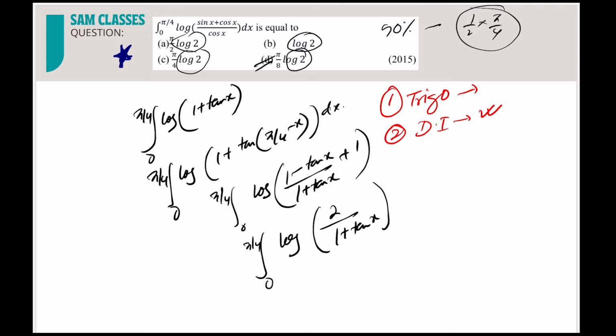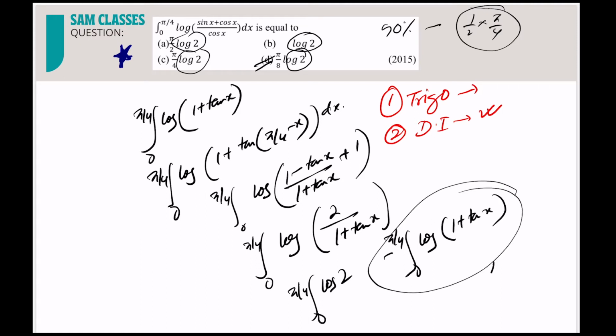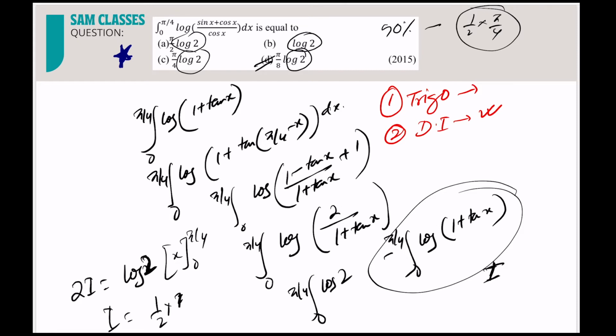Okay, but normally what we do, we just expand it: 0 to pi by 4 log 2 minus 0 to pi by 4 log of 1 plus tan x. So see, this basically is my I, with which I started. So if I send it that side, 2 times I is equal to log 2, which is constant, so it will be just x from 0 to pi by 4. So it will be basically, I is equal to half of pi by 4 into log 2. That's it. So we got pi by 8 log 2.